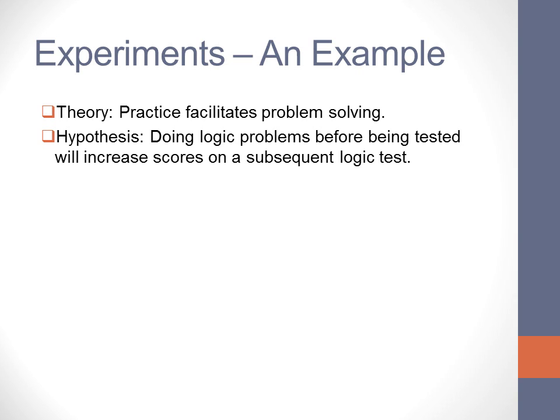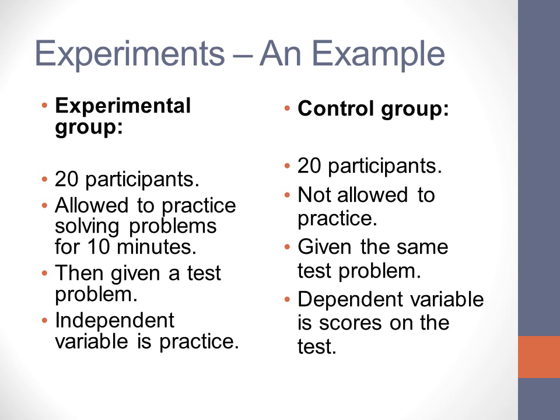Here's an example. You might have a theory that practice facilitates problem solving. Your hypothesis could be that doing logic problems before being tested will increase the scores on a subsequent logic test. So we've taken the general theory and we've made it into a testable hypothesis. We can generate two groups, randomly assigning subjects to either one or the other. In the experimental group, 20 participants, randomly assigned, are allowed to practice problem solving for 10 minutes and then given a test problem. So here the treatment variable, or the independent variable, is practice.